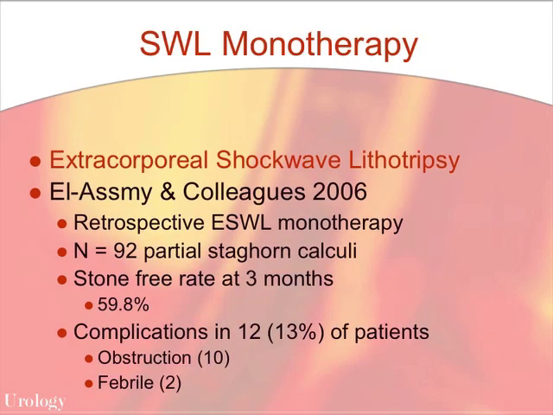An additional study in 2006 looked at 92 partial Staghorn stones, and they had slightly better success with a stone-free rate of about 60%. Amongst these patients, they had complications in 13%. 10 were related to obstruction, and 2 were related to fever and sepsis. Of these patients, there were several ancillary procedures that were required: ureteroscopy, stent placement, percutaneous nephrostomy tubes.